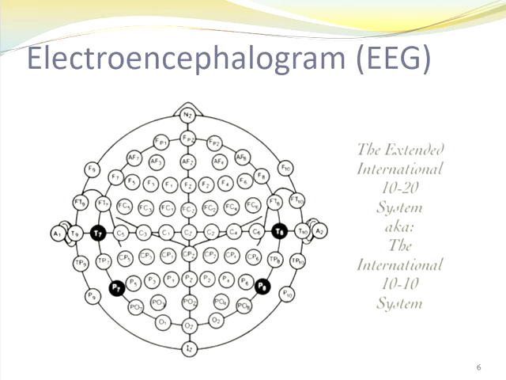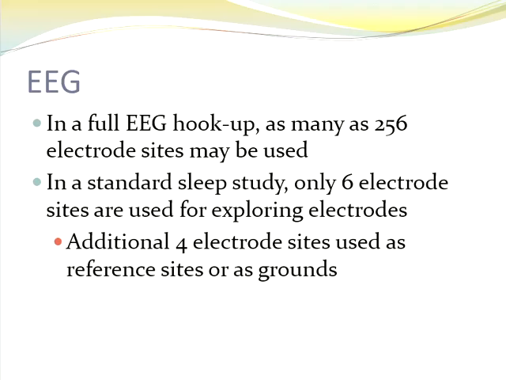So for instance, if you have somebody that has an abnormality, something going on in a certain area of the brain, you could add even more electrodes to that area to better visualize where the abnormality might be originating from. And it's a very systematic way of applying electrodes that you can easily add on more electrodes in a very kind of programmable way. In a full EEG, as many as 256 electrodes could be used.